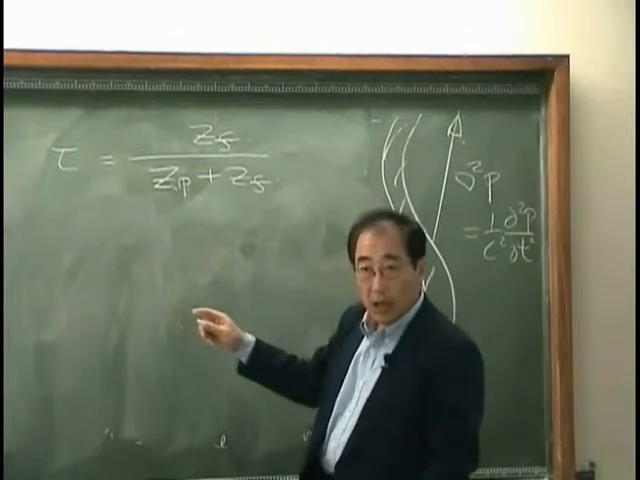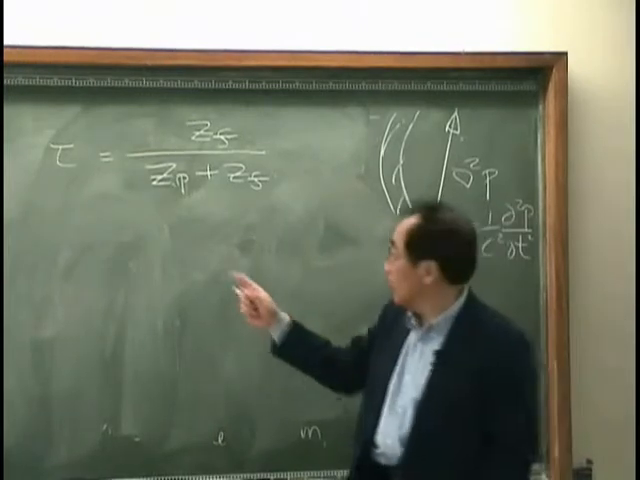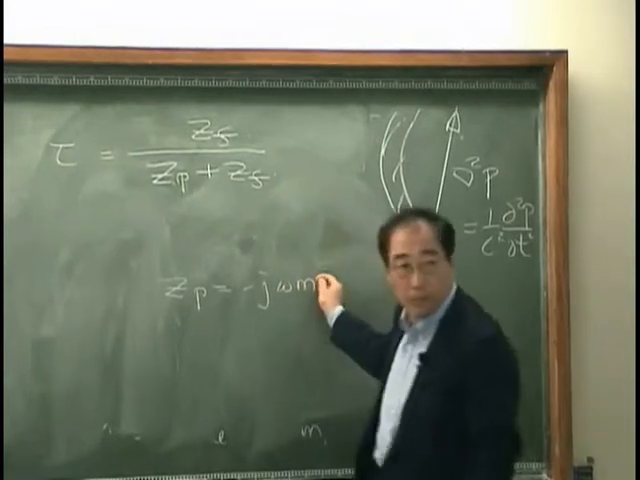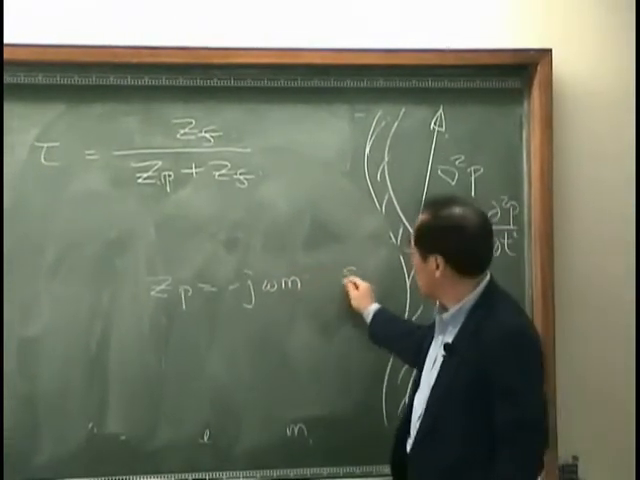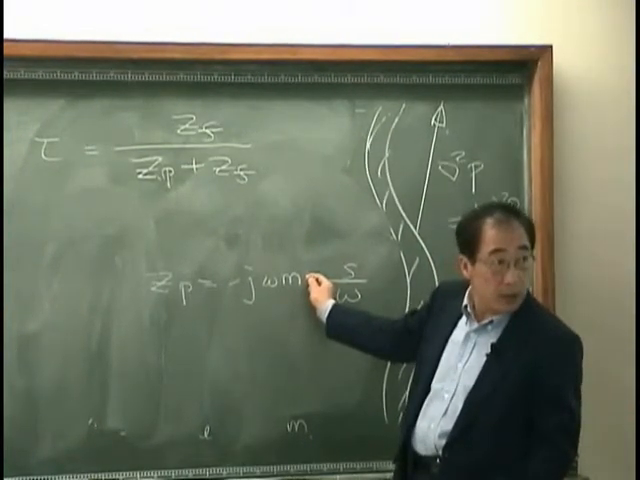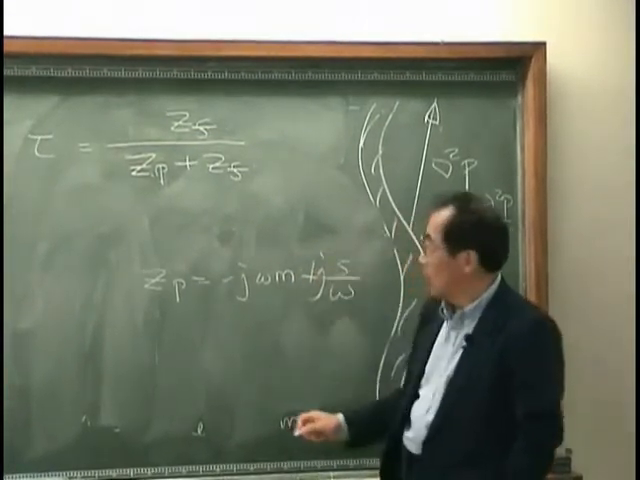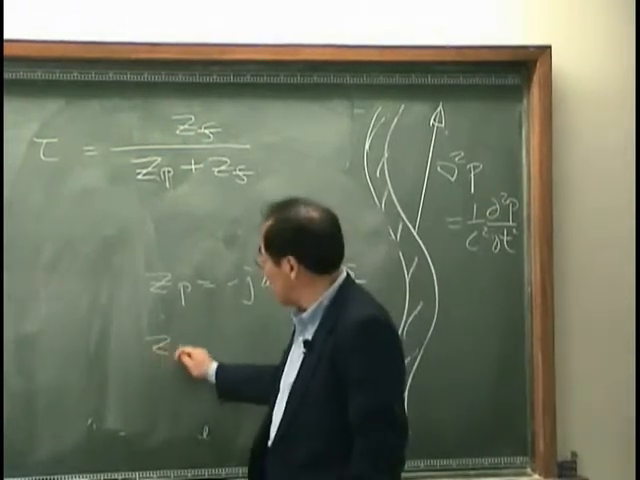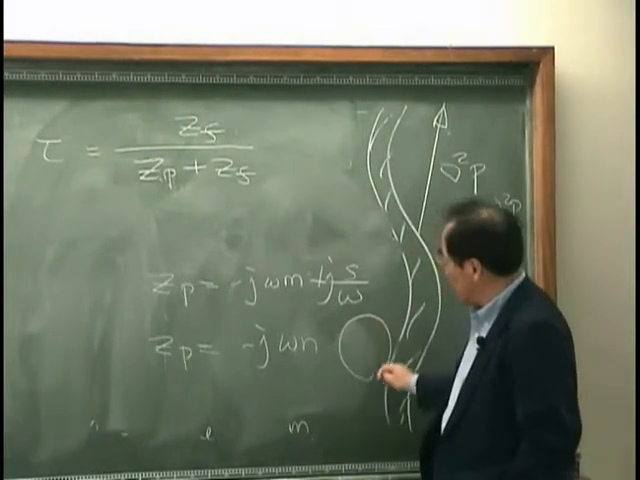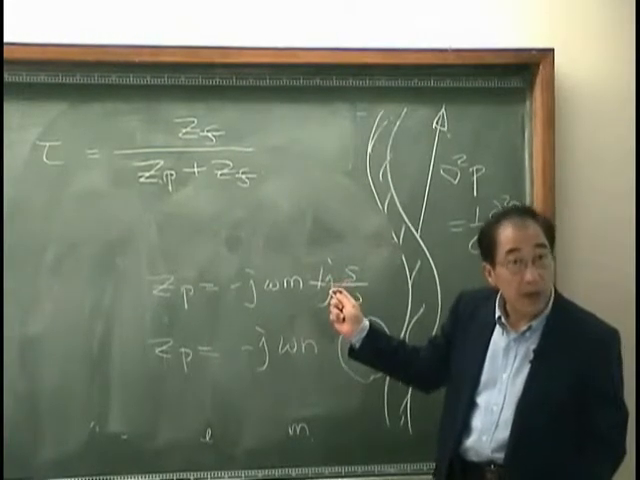For the partition that has a spring and dashpot, this one was minus j omega m, s over omega, minus plus j. Okay, then what would be the partition impedance of this plate? Minus j omega m, and there's something that is related with the stiffness of the plate, right?